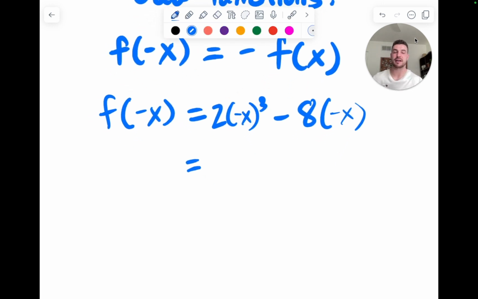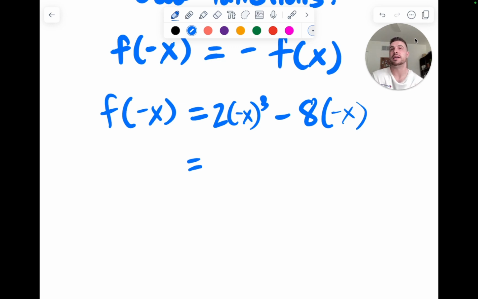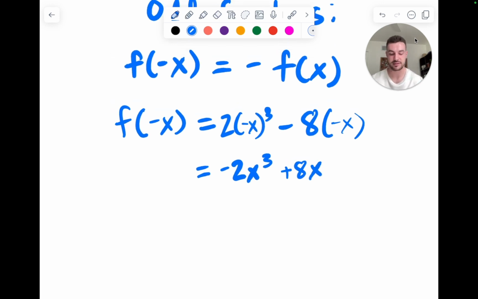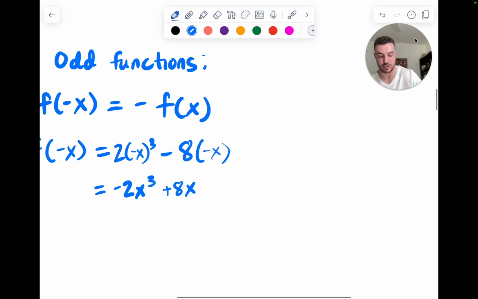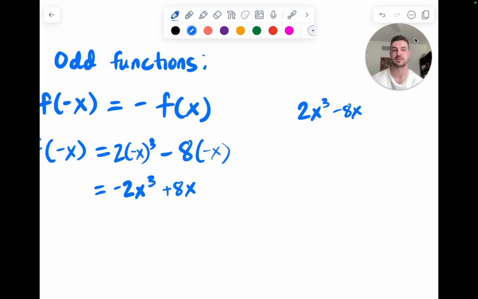If I simplify this, I've got negative x to the third power. A negative value to the third power is going to remain negative, because a negative times a negative is a positive, times a negative again is a negative. So negative x to the third gives us negative x to the third, times 2 is a negative 2x to the third, and then we have a negative 8 and a negative x, which gives us a positive 8x. If we take a look, this is the exact opposite of our original function, which was 2x to the third minus 8x.